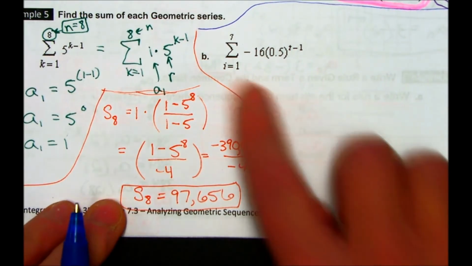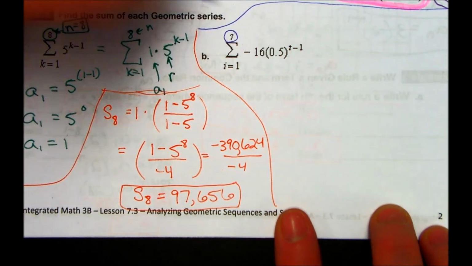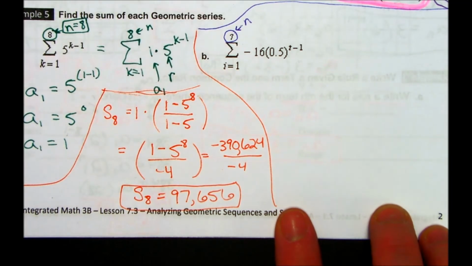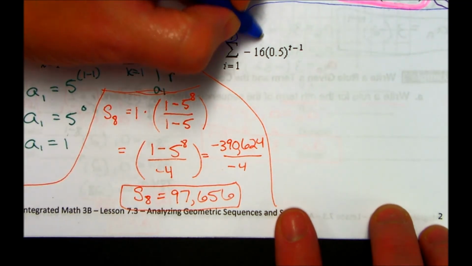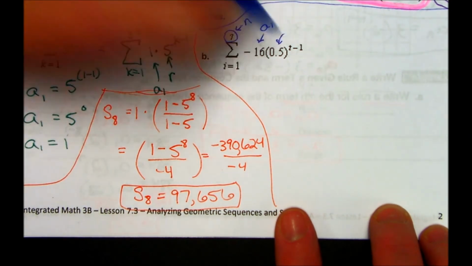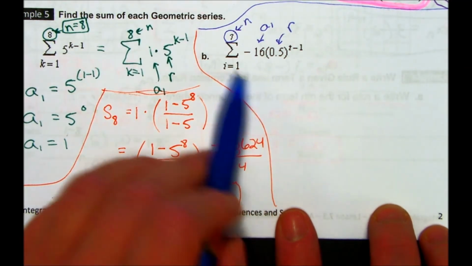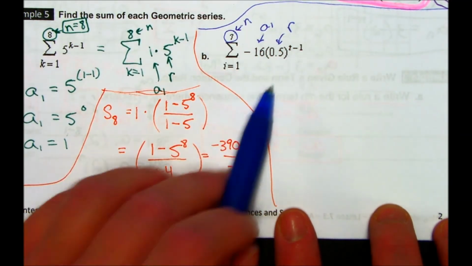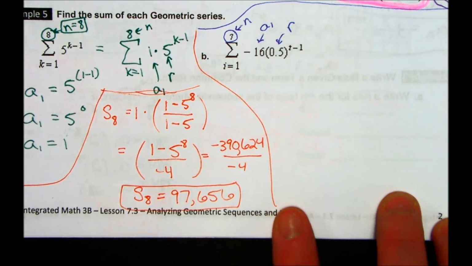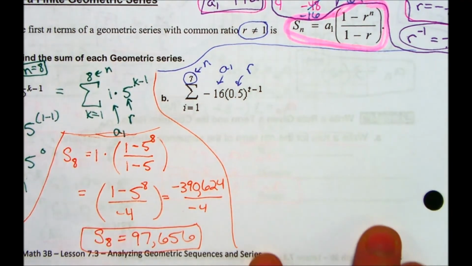Okay, so in this next example, if we look at the notation, the 7 here tells us the value for n. The negative 16 is the a sub 1. The 0.5 is the value for r. So you can see all of those pieces that we need right from our summation notation. But to find the sum, we're going to use this formula again.